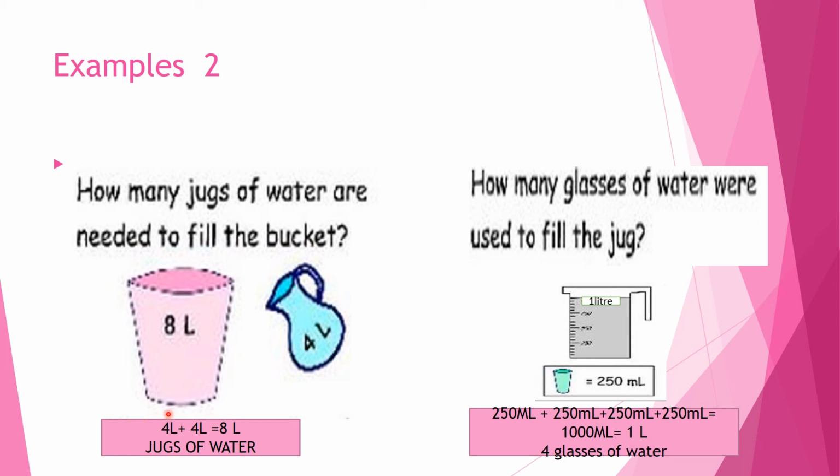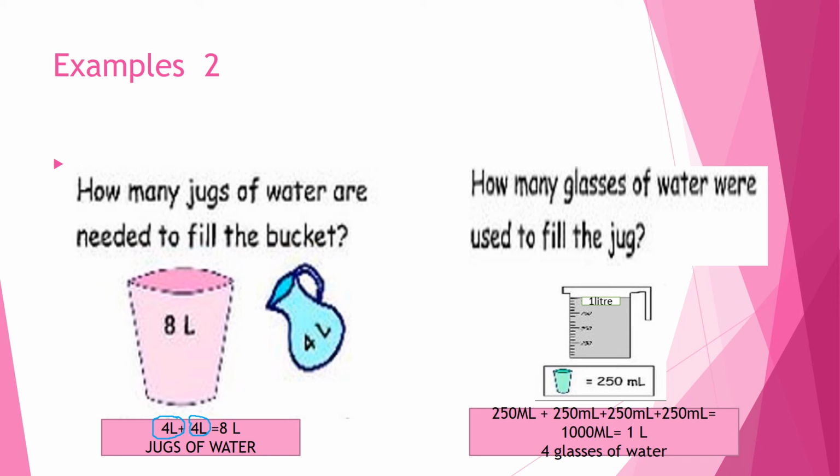So we can add 4 plus, we can add 4 liters plus another 4 liters. Why are we going to add 4 liters? Because our measuring jug carries 4 liters of water. And so 4 plus 4 will give us 8 jugs of water, which is going to fill the 8-liter container. Good job.